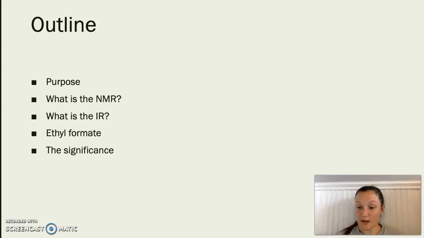This is just a little brief outline to help my audience follow what I will be talking about throughout my presentation. Today the purpose of this experiment was to identify the compounds found in the drinking water sample, and to do this we use the NMR and IR spectrums. So later in my presentation I will be sharing what those two things are.